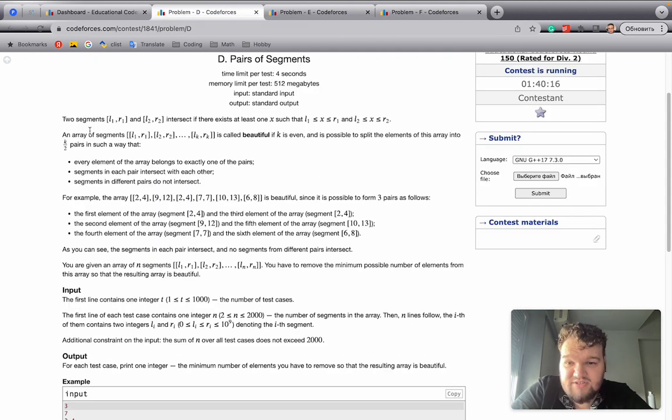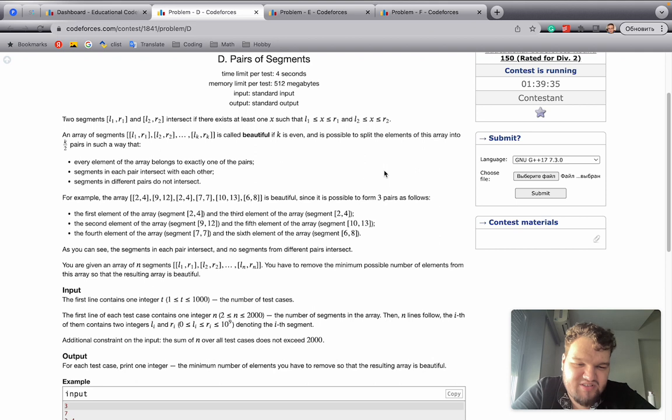So okay, we have some segments on the number line. Segments are intersecting if there is a common point, borders included. An array of segments of length k is called beautiful if k is even, and it is possible to split the segments into pairs such that every segment is an element of exactly one pair. So the segments in each pair intersect, but the segments in different pairs do not intersect.